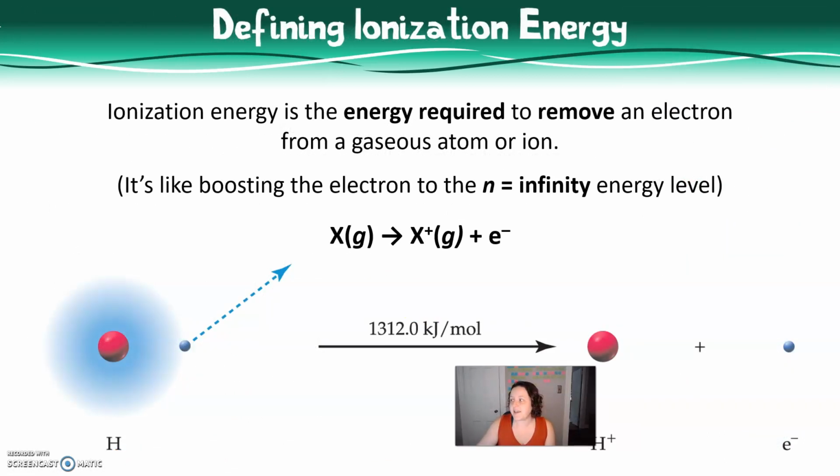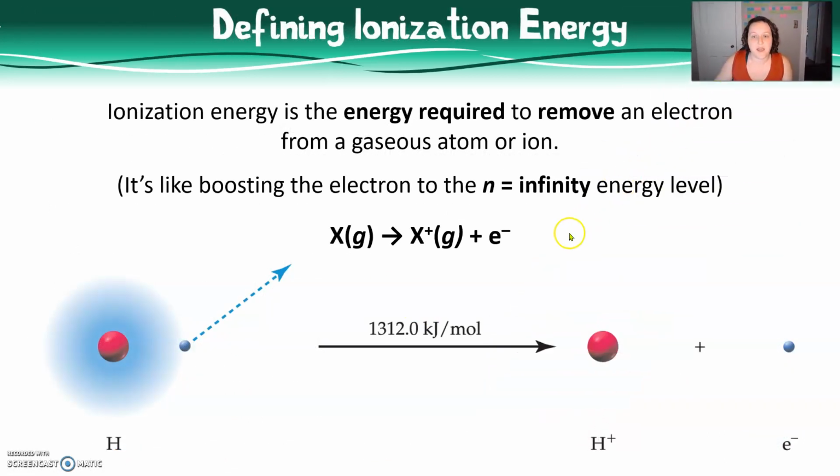The next property is ionization energy, the energy required to remove an electron from a gaseous atom or ion. Similar to the binding energy or work function that we saw in Chapter 4. It represents the energy needed to promote an electron in the atom past the n equals infinity energy level, thereby separating it from the positive attraction of the protons in the nucleus and ejecting the electron from the atom.